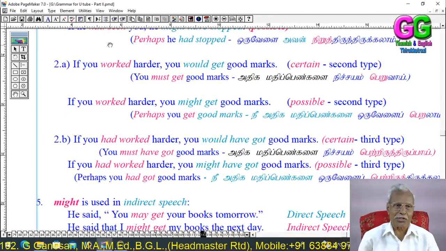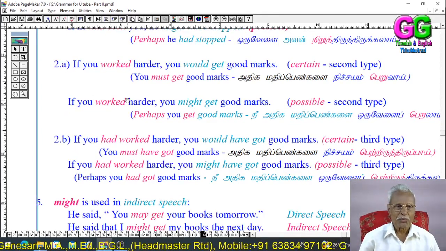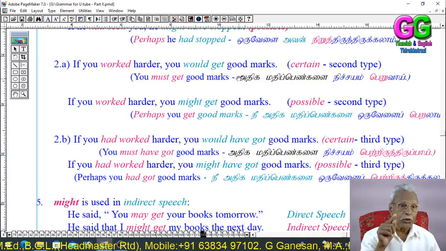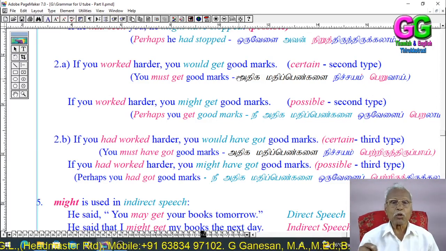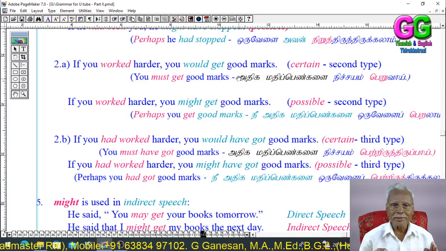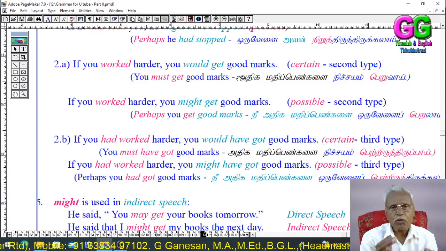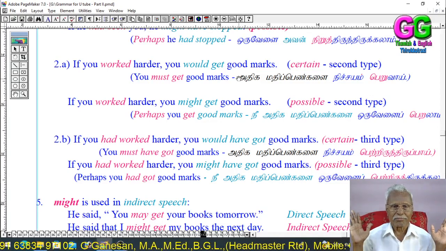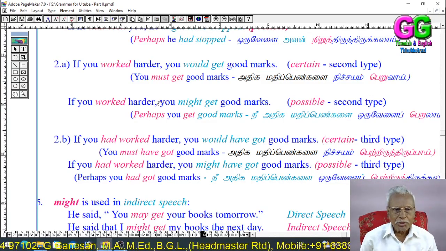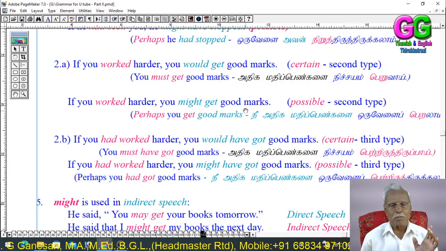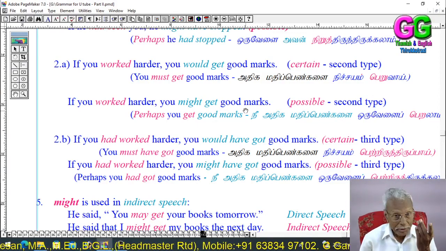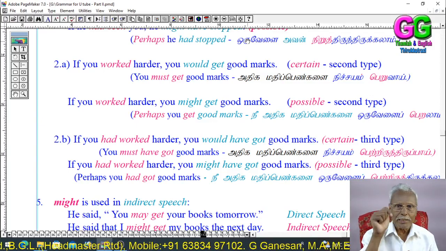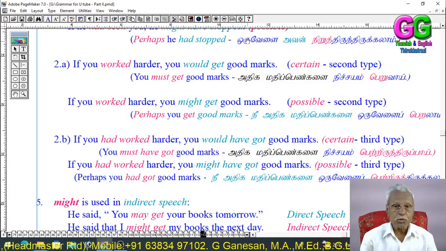But then the second example I am giving. If you worked harder, you would get good marks. It means in the event of working hard, you must get good marks. If you worked harder, you might get good marks. It means perhaps you get good marks. When we use would, you must get good marks. When we use might, perhaps you get good marks.